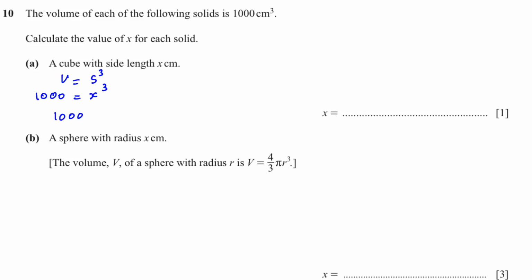When you want to move your exponent to the other side, we flip it over. So 1000 to the power of 1 over 3 is equal to x, and x is equal to 10 centimeters.